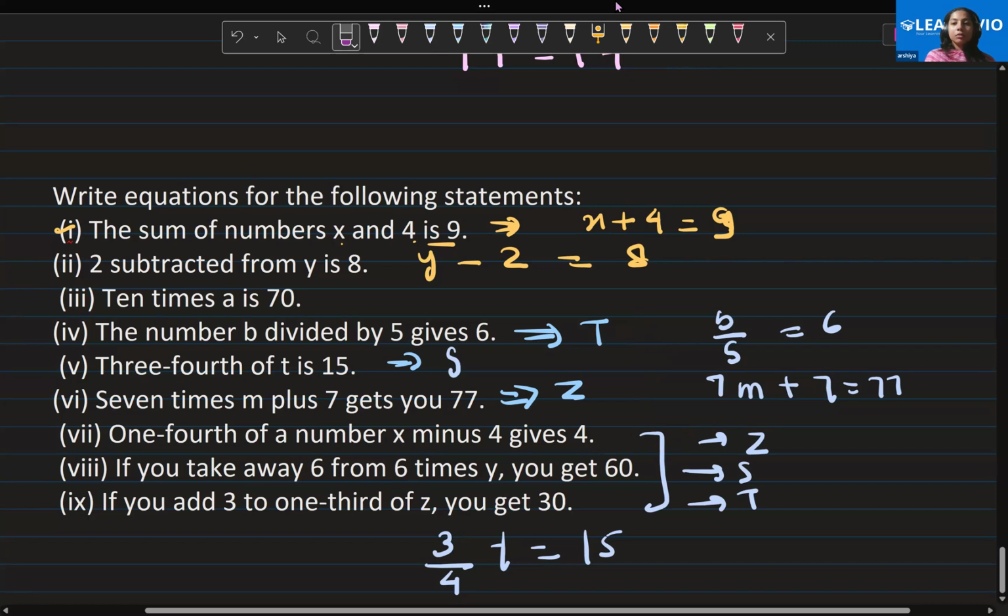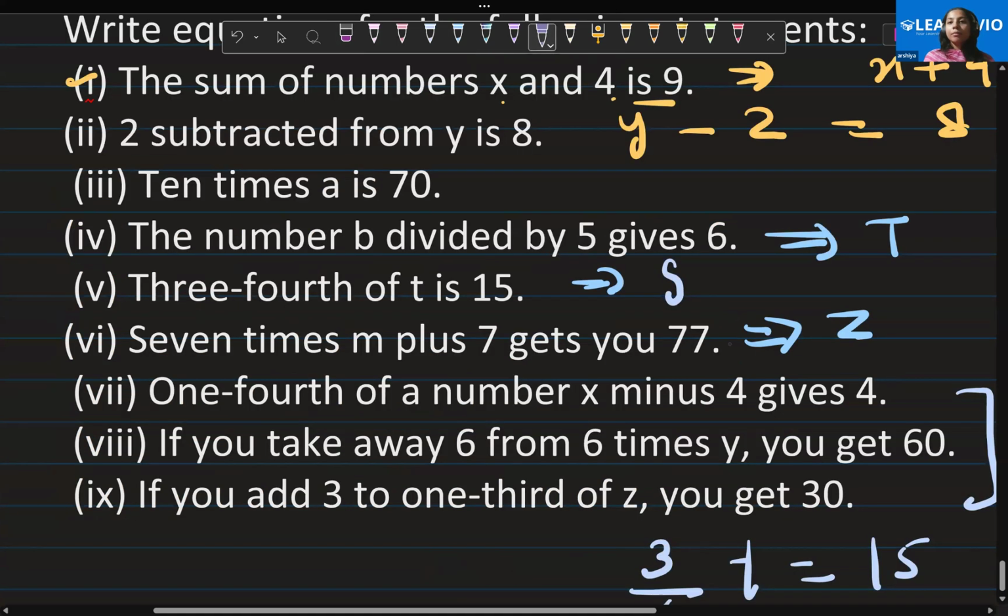Done, ma'am. Yes, Zainab, how much is your answer? 1 by 4 into x minus 4 equals 4. Ma'am, for me the screen is paused. Wait. Yes, Zainab. 1 by 4 into x minus 4 equals 4. Correct. Saad, can you see it now?